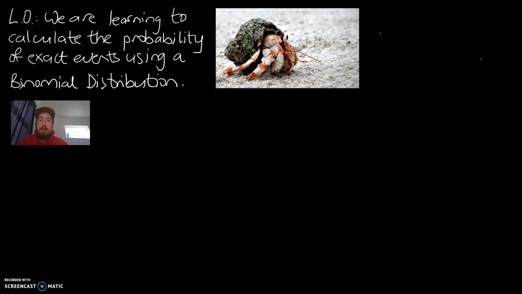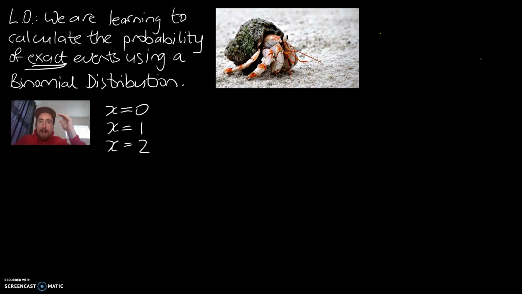Today's learning objective is in white. We are learning to calculate the probability of an exact event using a binomial distribution. And I've underlined exact event because that's a specific type of question. Just to recap, that's the type of question where you're looking for an exact number of successes, very similar to Poisson distribution. So that's when you're dealing with x equals 0, x equals 1, x equals 2.